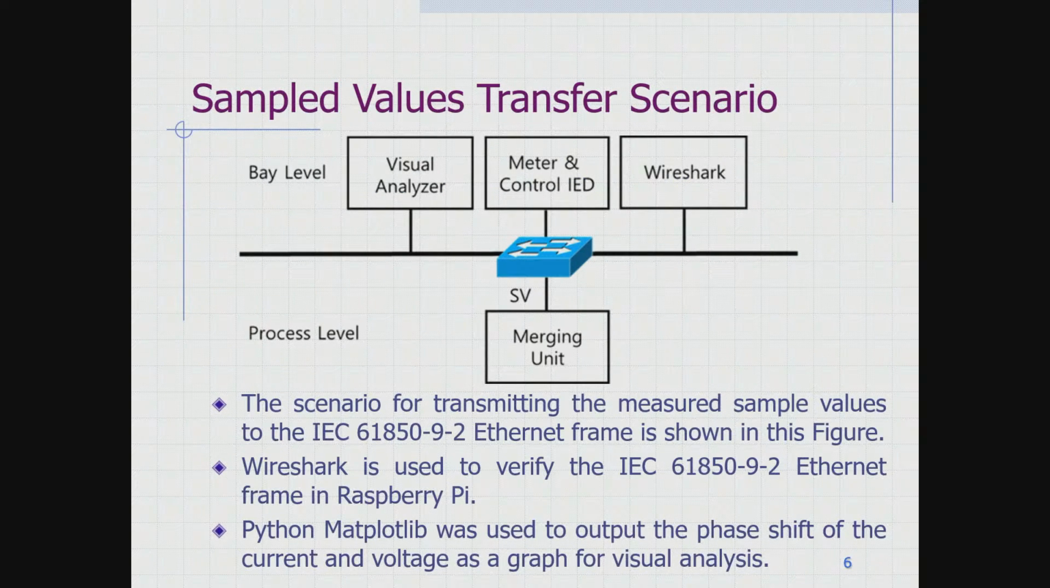The scenario for transmitting the measured sampled values to the IEC 61850-9-2 Ethernet frame is shown in this figure. Wireshark is used to verify the IEC 61850-9-2 Ethernet frame in Raspberry Pi. The interarrival time of the SV frame generated cyclically was outputted as a graph. Python matplotlib was used to output the phase shift of the current and voltage as a graph for visual analysis.